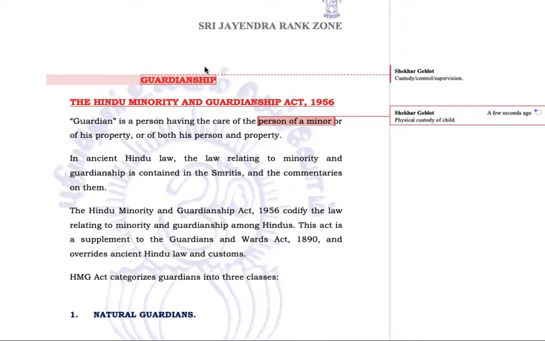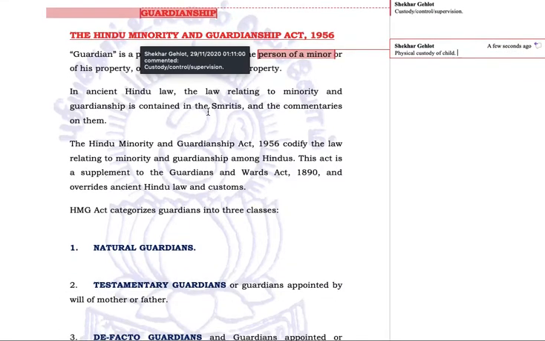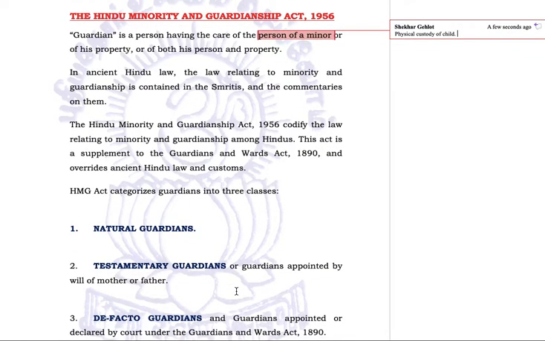So in this case, if there is any custom or law which is going against the Hindu Minority and Guardianship Act, then the law will prevail. Custom will have to go. Hindu Marriage Act allowed custom and law to go hand in hand, but here only law will prevail, custom will not prevail.